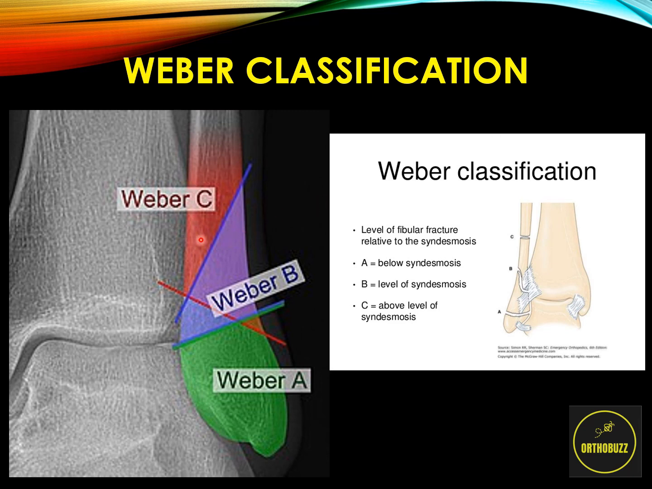And finally, Weber C fractures are above the syndesmosis, and therefore the direction of travel of energy has gone through the syndesmosis and exited more proximally, and it's likely that the syndesmosis has been affected, even if it's not obvious on x-rays, and therefore an operation tends to be the most appropriate management plan.